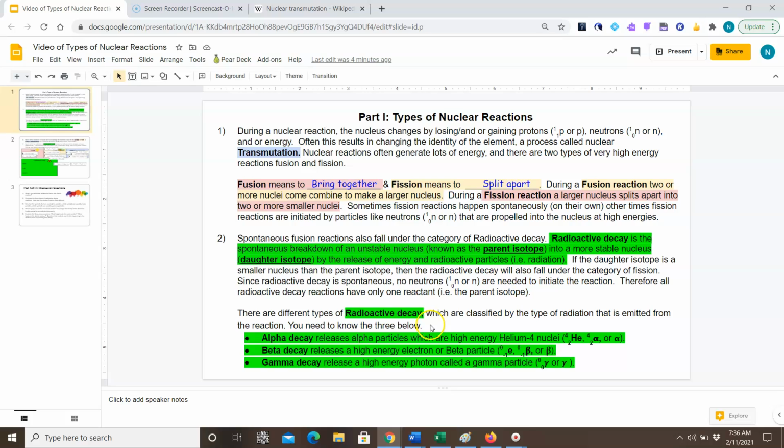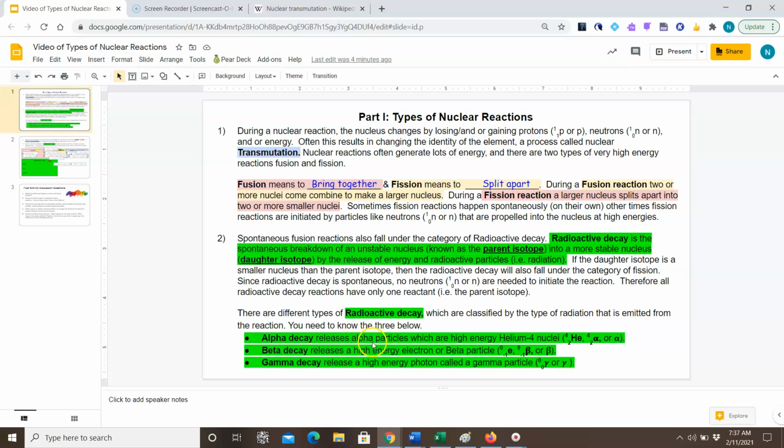Now, there are different types of radioactive decay, which are classified by the type of radiation that's emitted from the reaction. And you need to know 3 of them. There's more than 3, but these are the 3 you need to know. And that's because these are the 3 that people are engaged with the most. Alpha decay, beta decay, and gamma decay. And in fact, because you have carbon-14 in your body right now, you have radioactive particles that undergo beta decay. So you're radioactive. All right, so let's talk about alpha decay.